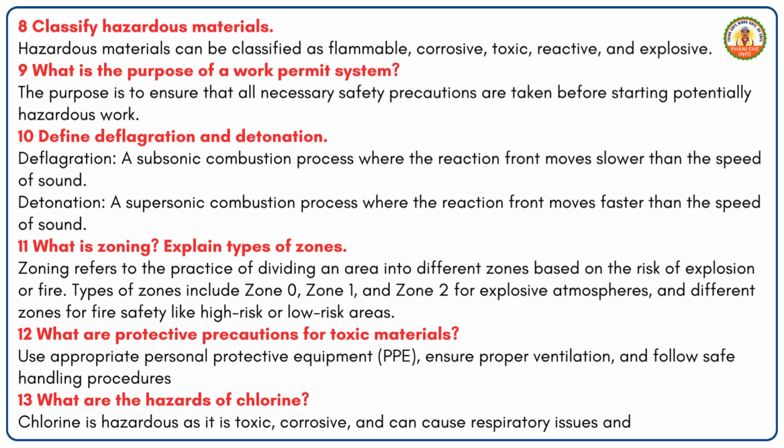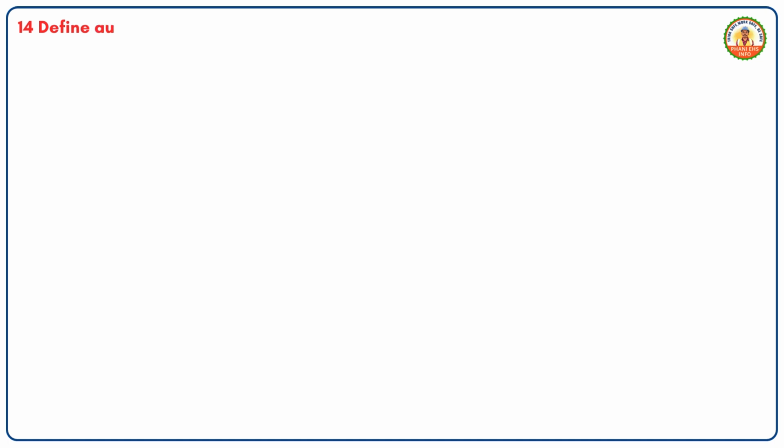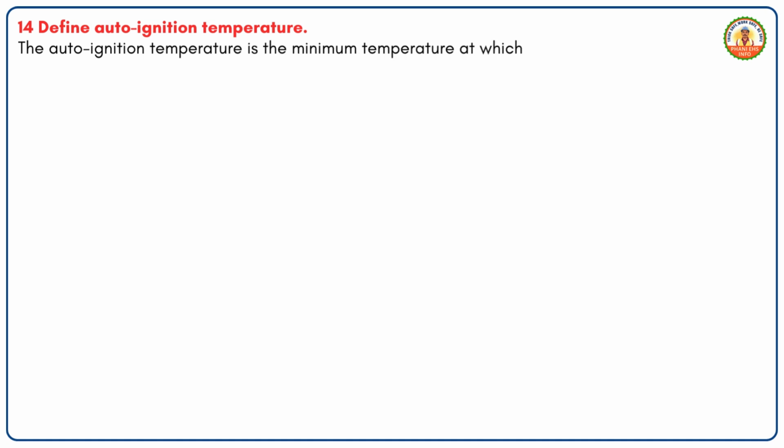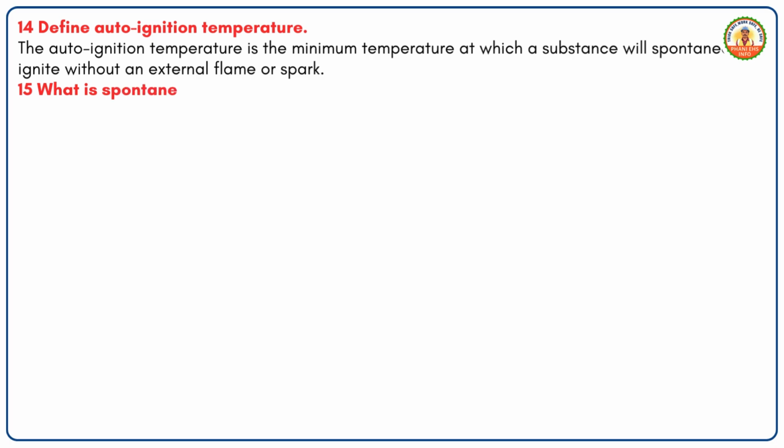12. What are protective precautions for toxic materials? Use appropriate personal protective equipment, PPE, ensure proper ventilation, and follow safe handling procedures. 13. What are the hazards of chlorine? Chlorine is hazardous as it is toxic, corrosive, and can cause respiratory issues and chemical burns.